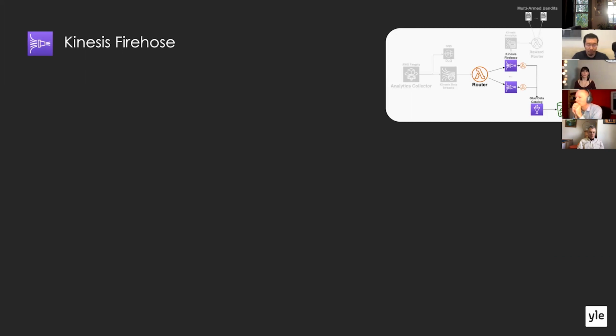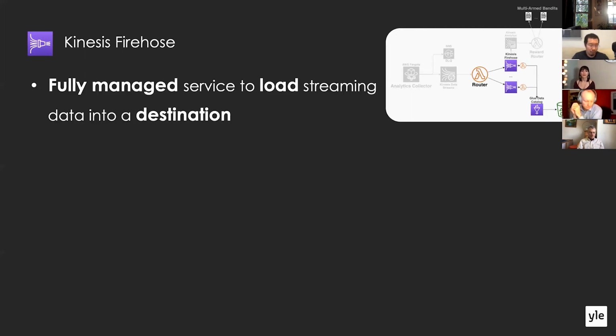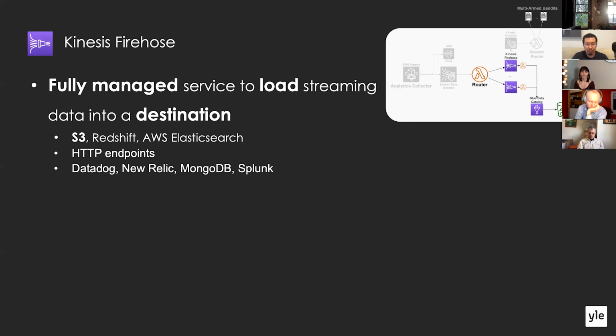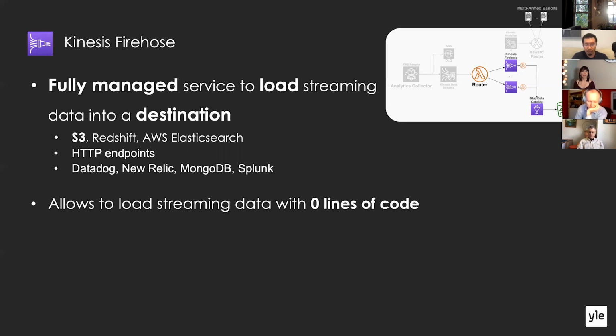And here comes the second service in the Kinesis family, which is called Kinesis Firehose. This one is also a fully managed service, but it is for loading streaming data to a destination, not for streaming the data. There are plenty of destination options to choose from, but the one that is important for us in this context is S3. Firehose allows you to stream the data with zero lines of code to S3 and other destinations. You pretty much only need to do some configuration settings, and that's it.